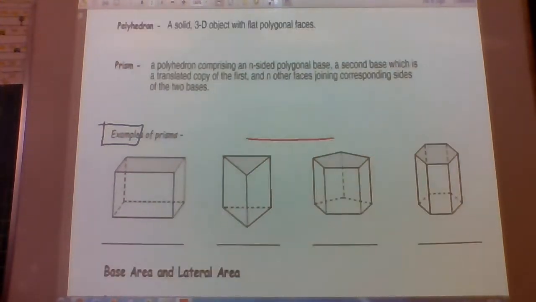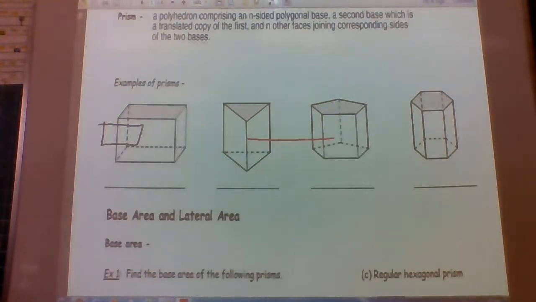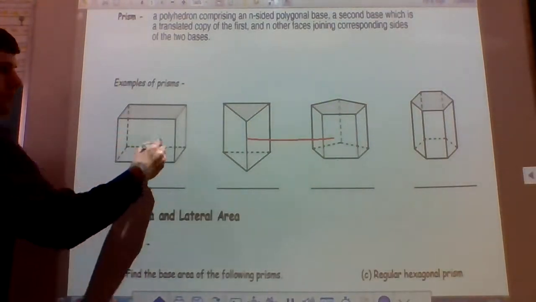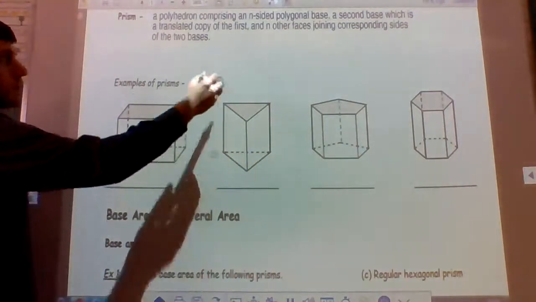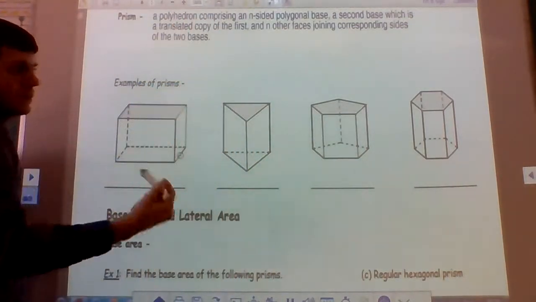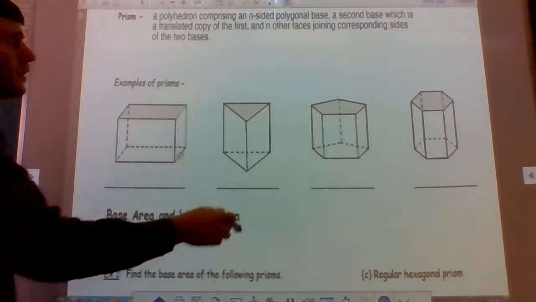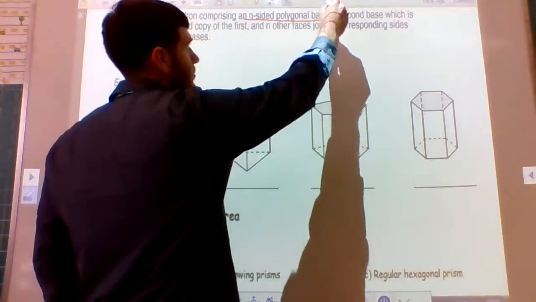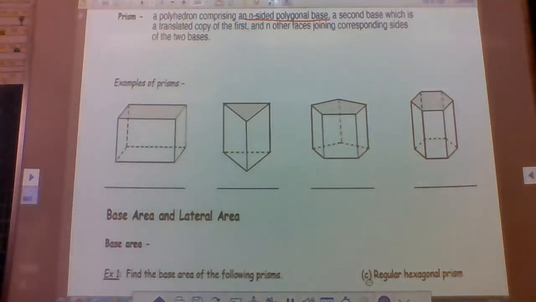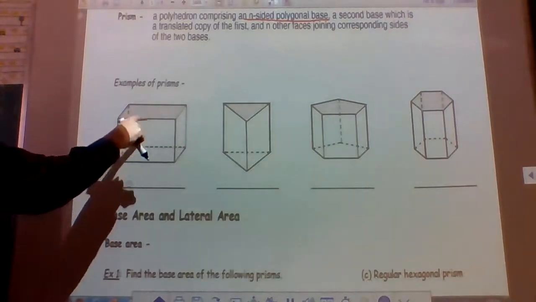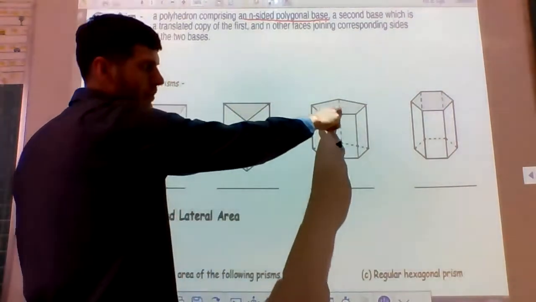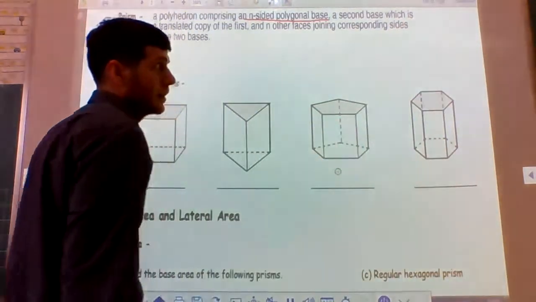Actually, let's put those up. So, okay. It's a polyhedron, meaning it's three-dimensional with flat surfaces. It's going to have an n-sided polygon as its base. So here we have a four-sided polygon, three-sided polygon, five-sided polygon, six-sided polygon.